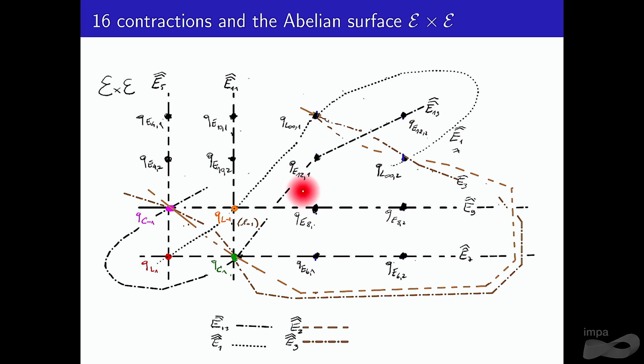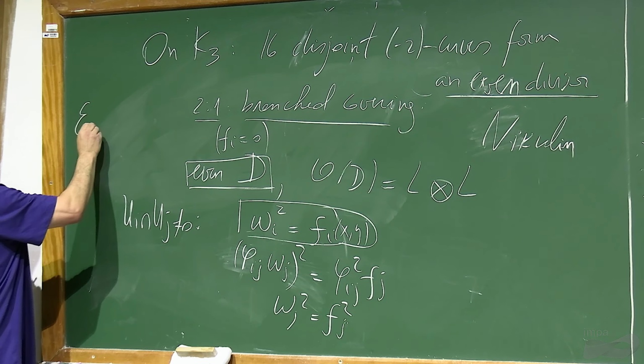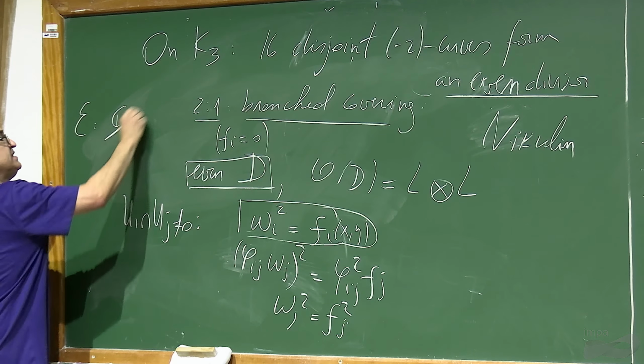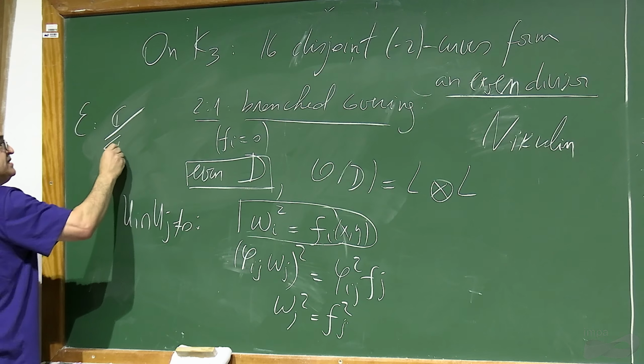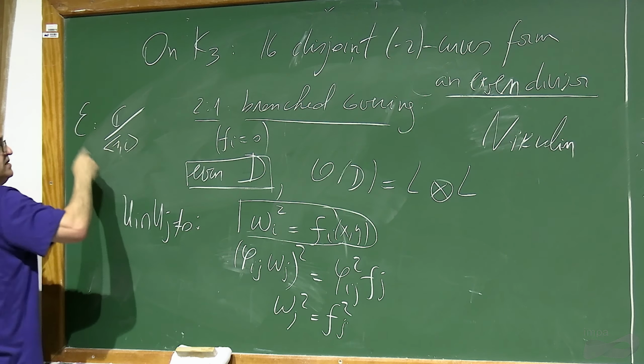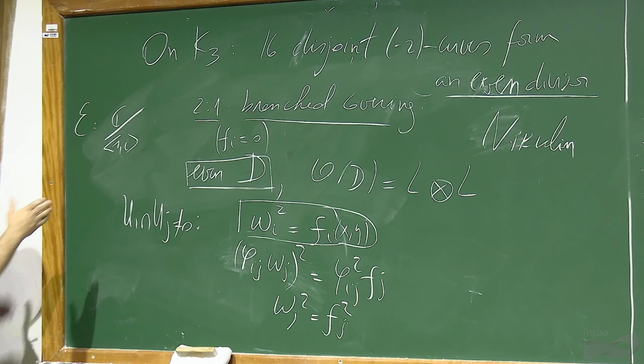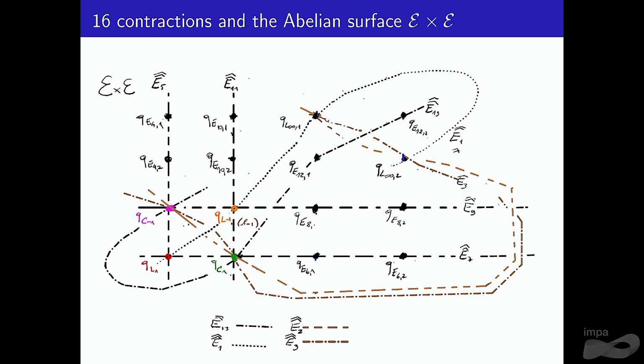But these 16 points are the contraction of 16 curves. The elliptic curve, Lins Neto already had shown. The elliptic curve is the quotient of C by the lattice Z[i], the square lattice. This was remarked by Lins Neto.